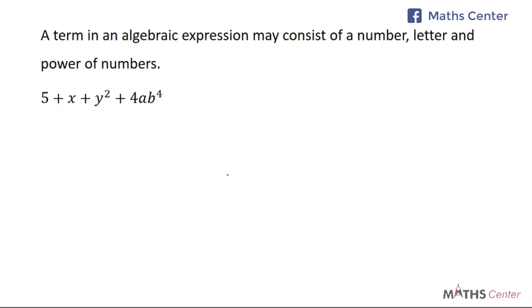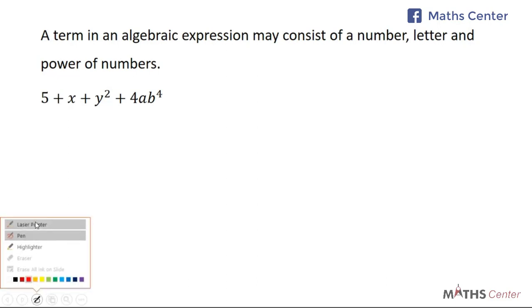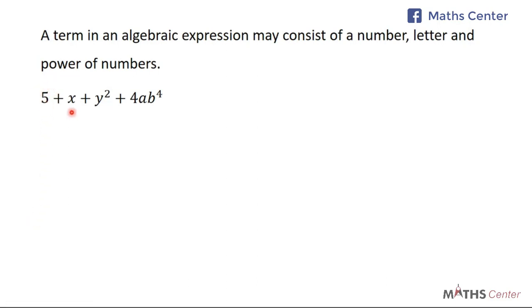So you can see from here that in this case 5 is a term, s is a term, y squared is a term, 4ab raised to the power 4 is also a term. So we are saying that a term in an algebraic expression may consist of a number, for example 5. So in this case 5 qualifies as a term. It may consist of a letter, for example we have s here, s is also a term.